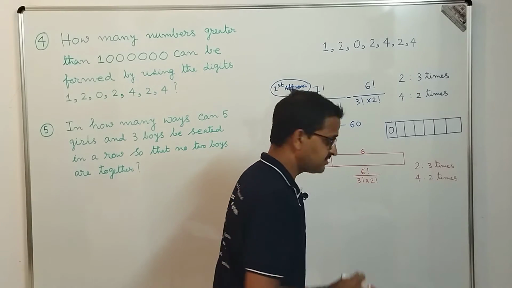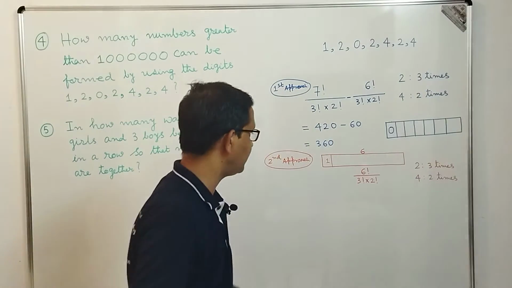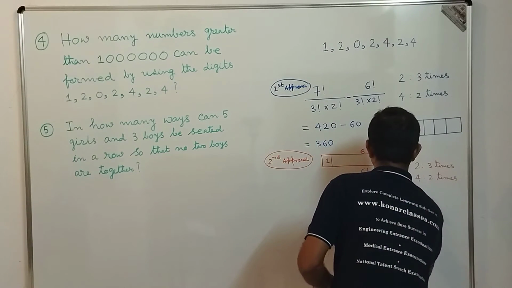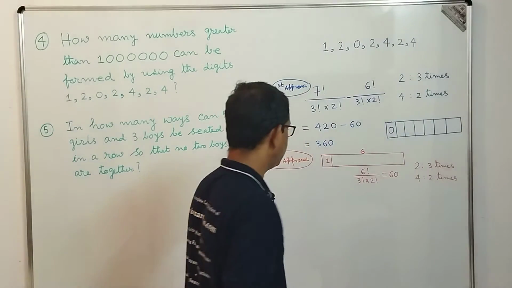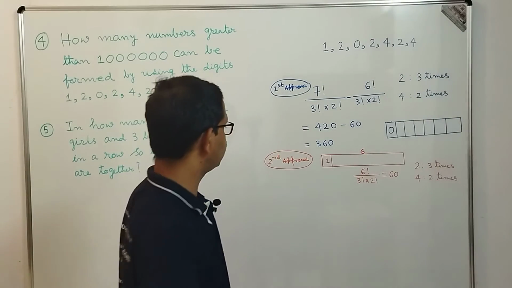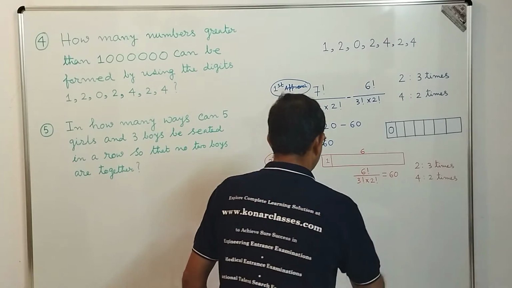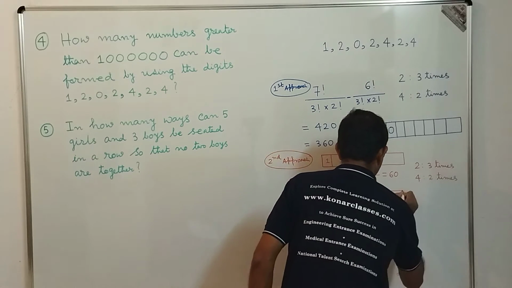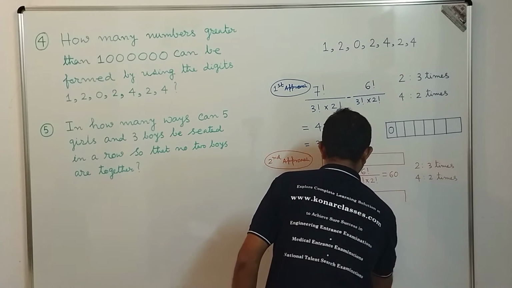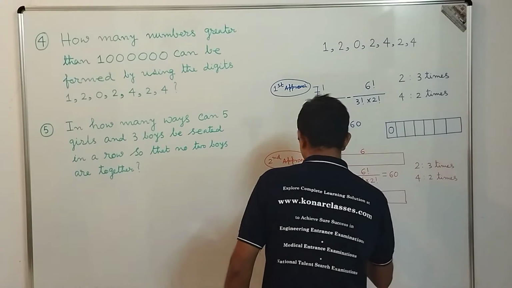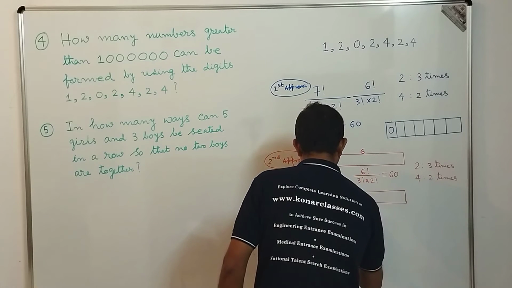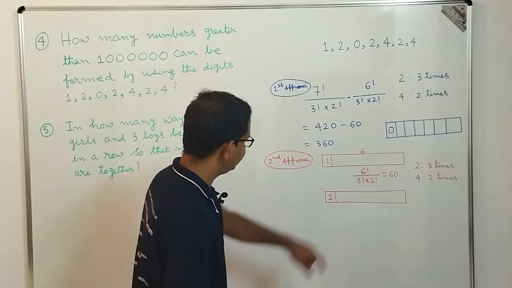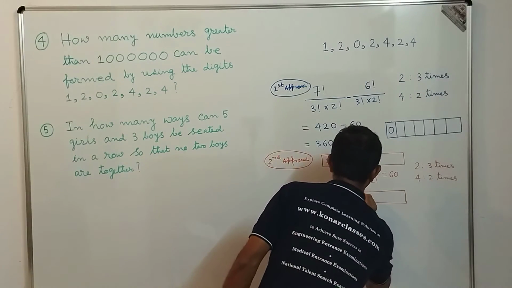So what is the value of factorial 6 by factorial 3 into factorial 2? That becomes the number 60. Okay, so this is the count of digits starting with 1. Now dear students, let's concentrate on the digits starting with 2. Okay, if we concentrate on the digits starting with 2, then what happens? There are 6 digits left.